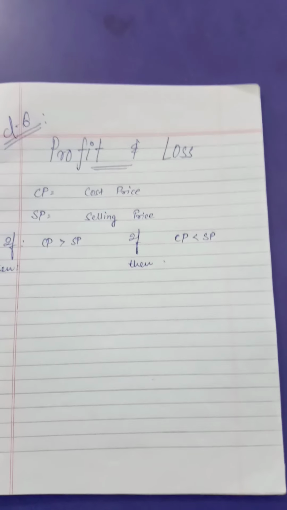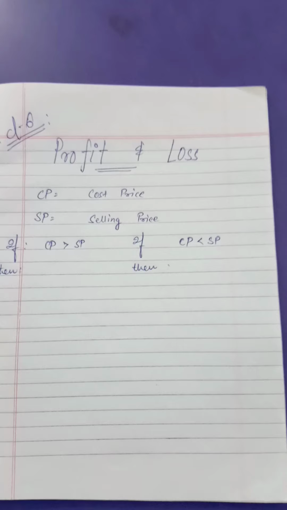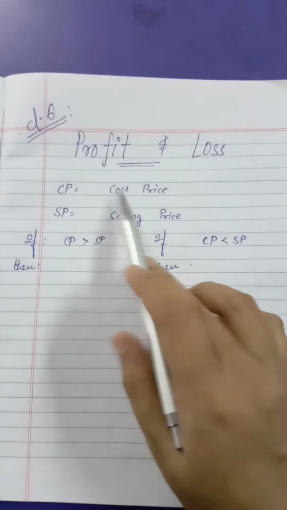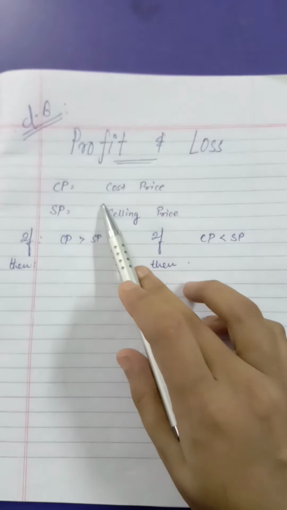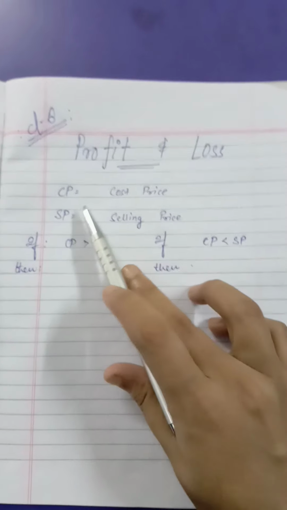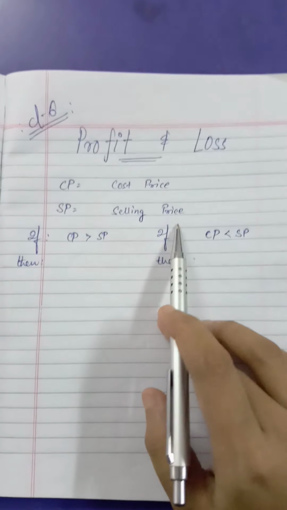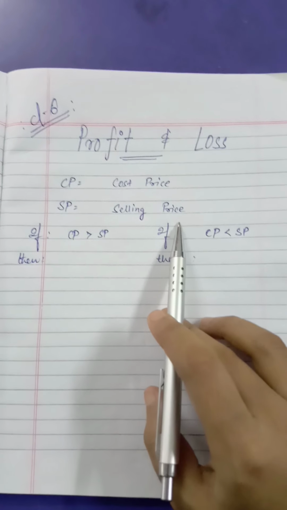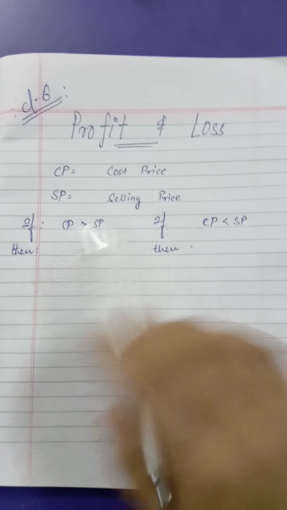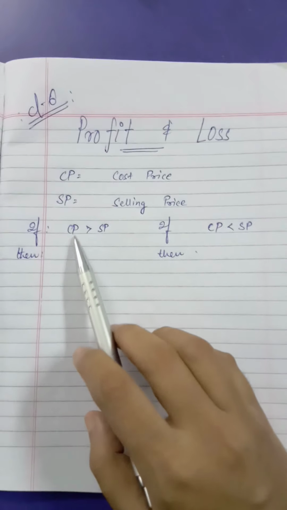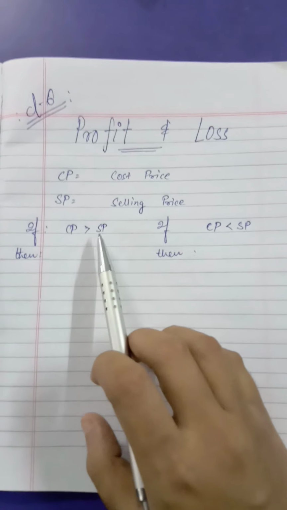So, first learn what is CP and what is SP. CP is the cost price of any article, that is called the CP. What is SP? SP is the selling price, the amount in which we sell the product. What happens if CP is greater than SP?